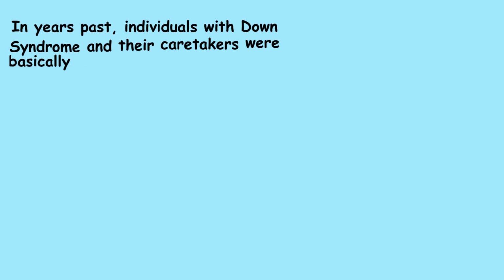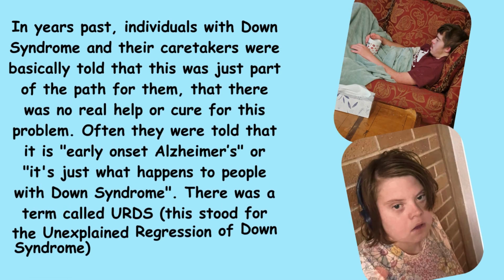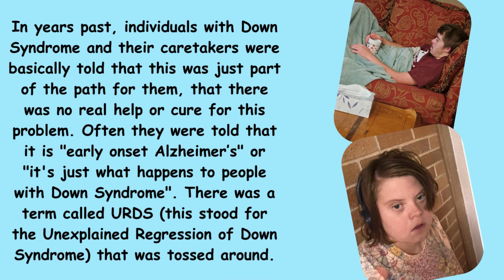In years past, individuals with Down syndrome and their caretakers were basically told that this was just part of the path for them, that there was no real help or cure for this problem. Often, they were told that it is early onset Alzheimer's, or it's just what happens to people with Down syndrome. There was a term called URDS. This stood for the Unexplained Regression of Down syndrome that was tossed around.